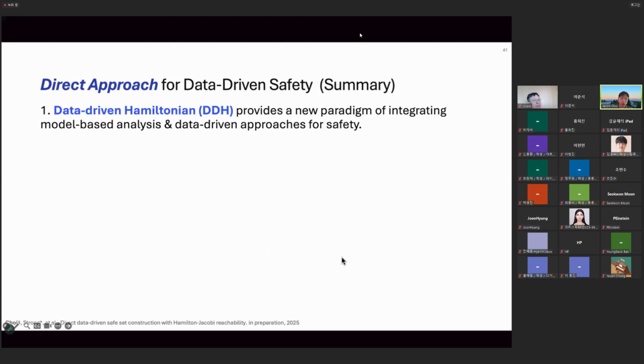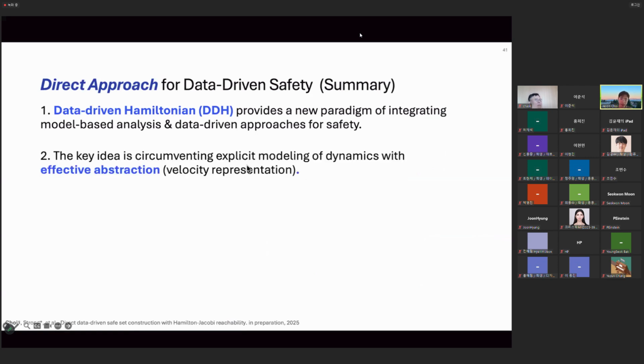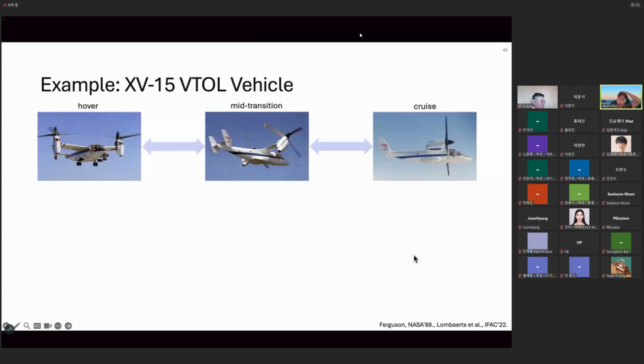So in summary, with this new data-driven Hamiltonian, we can combine this model-based framework, which was this Hamilton-Jacobi reachability framework, with these data-driven approaches. And the key idea enabling this without explicitly modeling the underlying vehicle dynamics is this effective abstraction that uses the state velocity representation. And finally, this enables us to achieve inner approximation estimation of the ground truth safe set. So with that, now I will actually show how this works in a real example. Before that, any questions on the theory part?